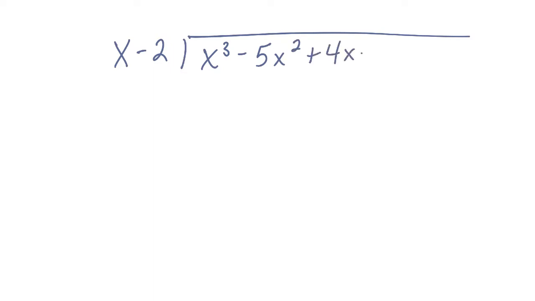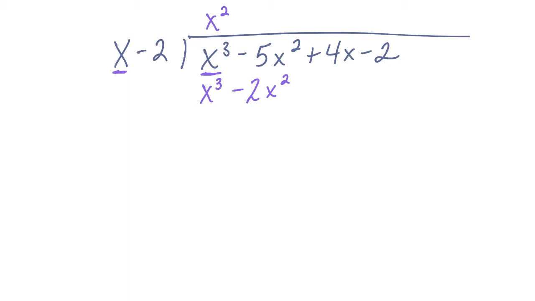plus 4x minus 2. So the first thing we have to understand is we're taking the first of the binomial and we're dividing it into the first of the polynomial. How many times does x go into x cubed? X squared times. And now I actually have to take this and distribute. So I have x squared times x, which is x cubed, and x squared times negative 2, which is negative 2x squared.